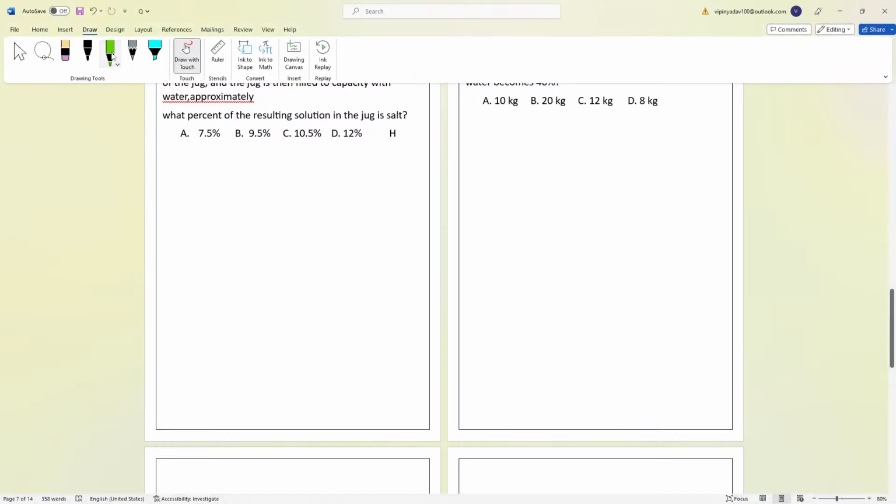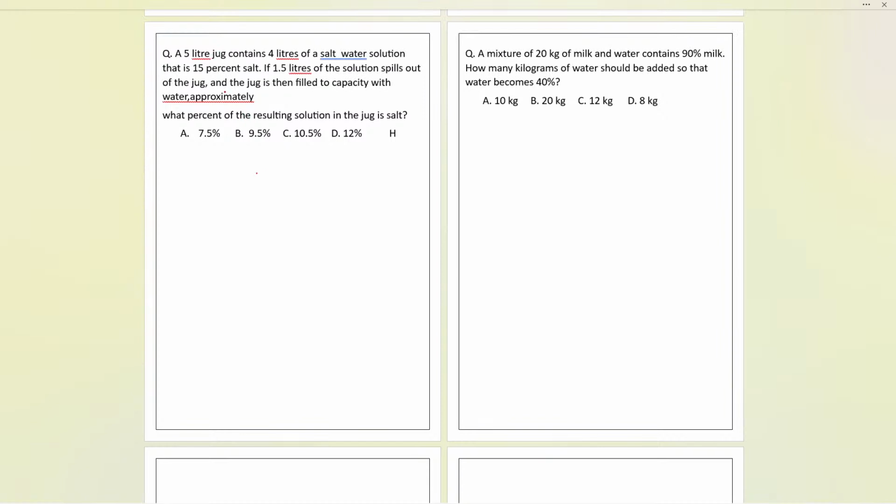Here 5 liters is the jug capacity, and that is the important part. It is not telling us that this much is present inside; it is just the capacity of the jug. Now they are saying 4 liters of salt water solution overall. It is not filled up to the brim, it is only 4 liters. And the percent of salt is 15%.